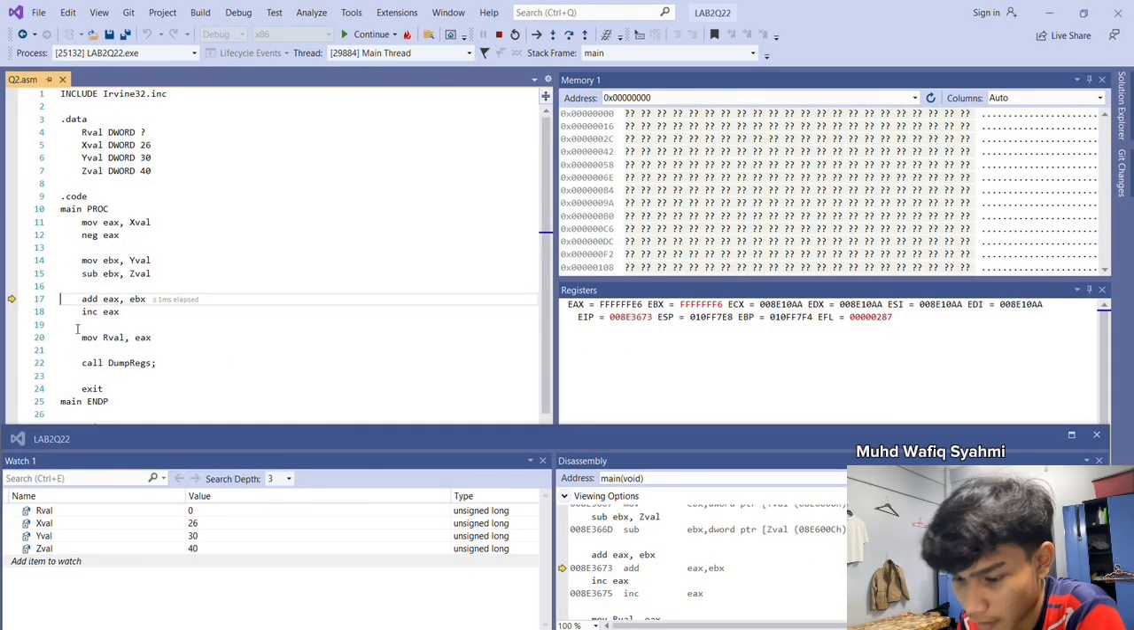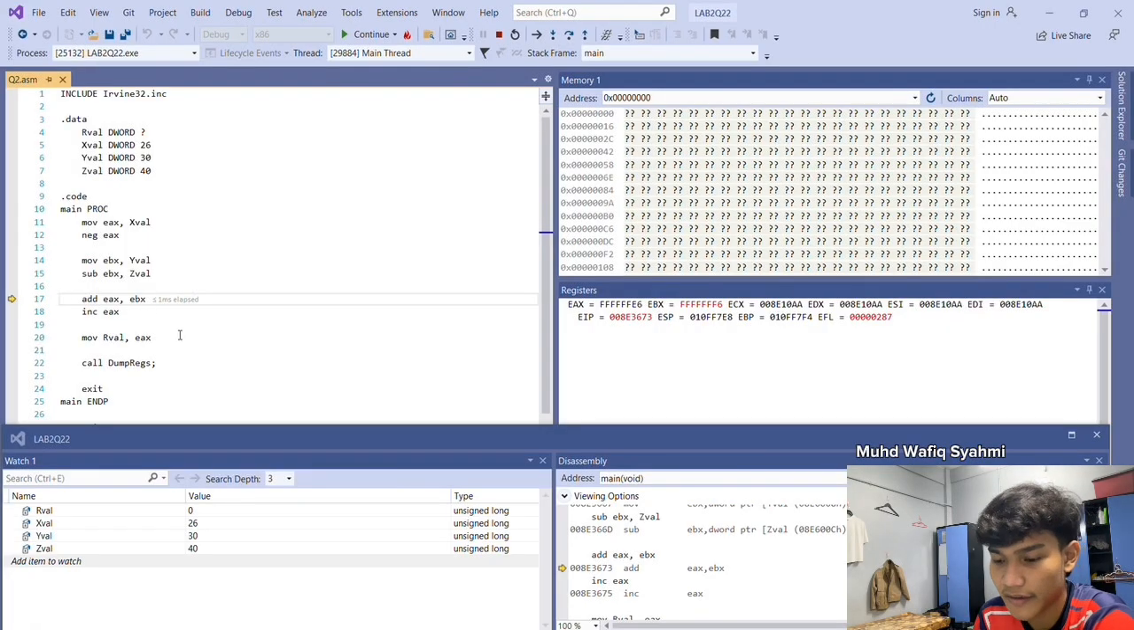Okay, then add EAX, EBX. So the calculation is negative 26 plus negative 10 equals negative 36. So EAX is equal to negative 36, and then INC EAX. The INC instruction increases EAX by 1. So the calculation is negative 36 plus 1 is equal to negative 35. So EAX is equal to negative 35.